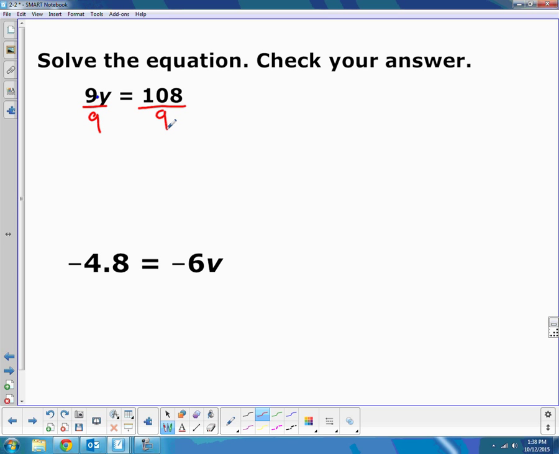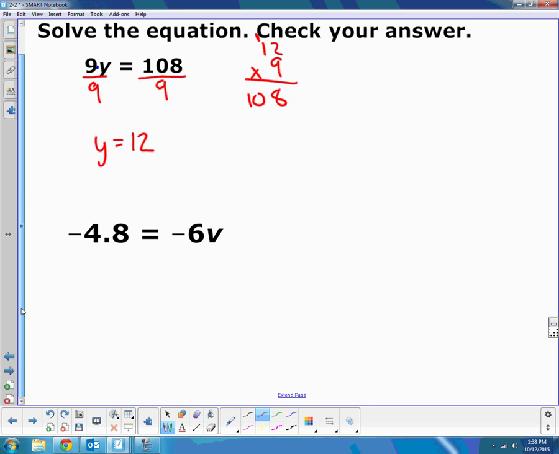Now 9 divided by 9 is just 1, so we have 1 Y left. And 108 divided by 9 is going to give me 12. And just to double check that, if I do 9 times 12, 9 times 2 is 18, carry the 1, 9 times 1 is 9, 10. There we go, 9 times 12 does in fact equal 108.